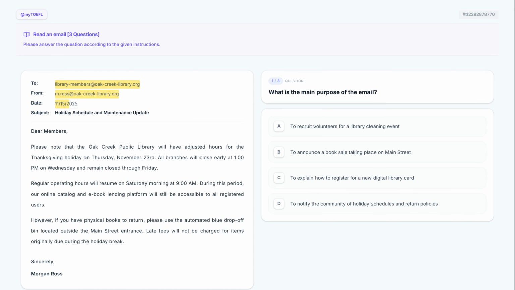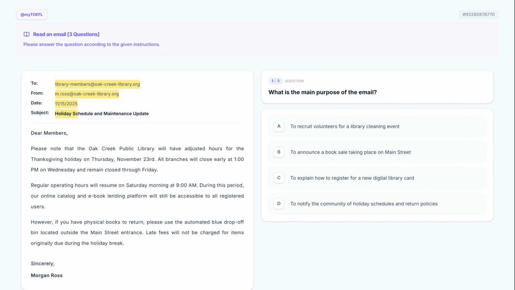The date, 10/15/2025, is important to note, as it sets the timeline for the upcoming events mentioned in the body. Holiday schedule and maintenance update. The phrase holiday schedule and maintenance update immediately tells the reader that the email will cover changes to timing. It prepares you for specific logistical details.